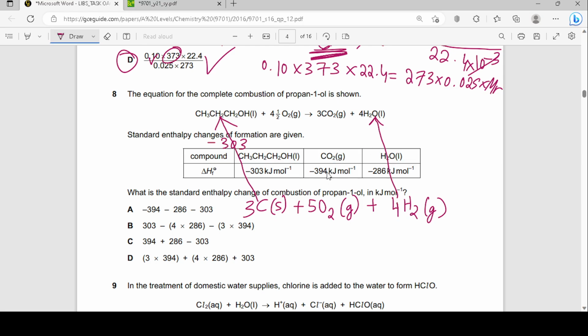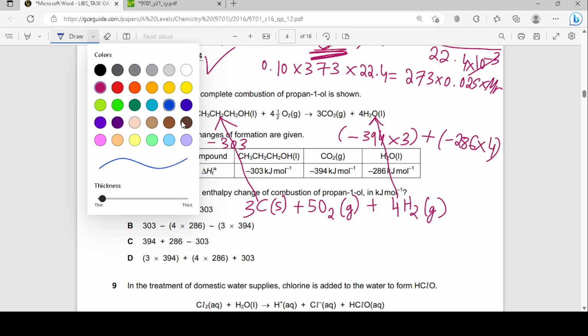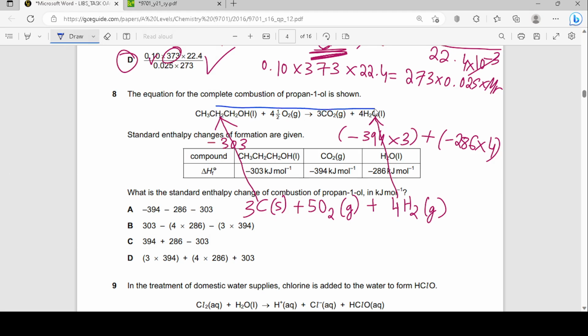Then for CO2, it's minus 394, but you multiply it by 3 because 3 moles of carbon dioxide are formed. So yeah, and then H2O, it's minus 286, but because there are 4 moles of H2O formed, I will multiply this by 4. Then I need to find this enthalpy change, right? So I'm going to keep it as X. Okay, I'll just write X over here.